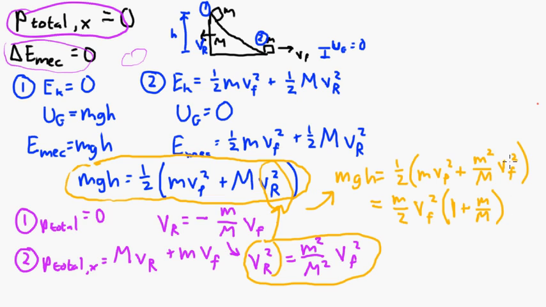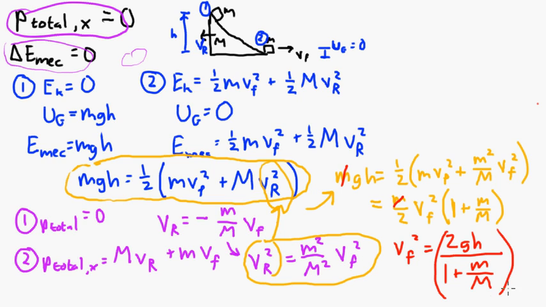Okay, then we're going to do a little more cancellation. Cancel the m, and then we get the 2gh. So this is going to get us vf squared equals 2gh over 1 plus little m over capital M. And that should be good enough to get us an answer. I'm not going to particularly care about getting the square root out.